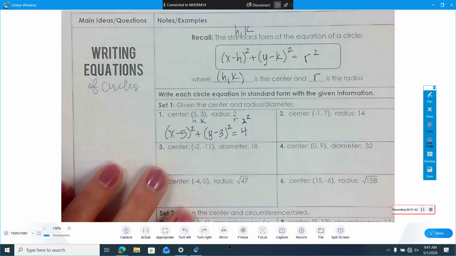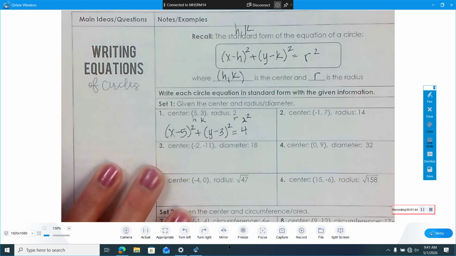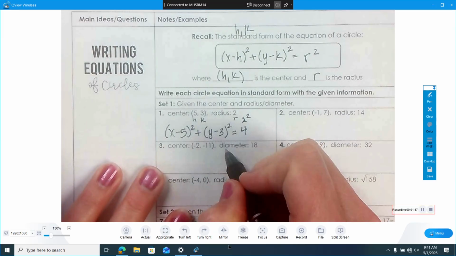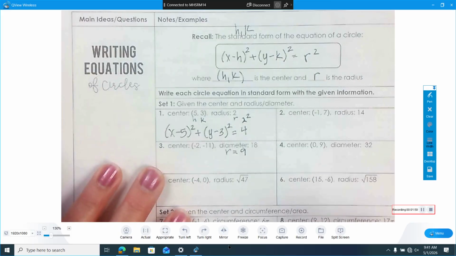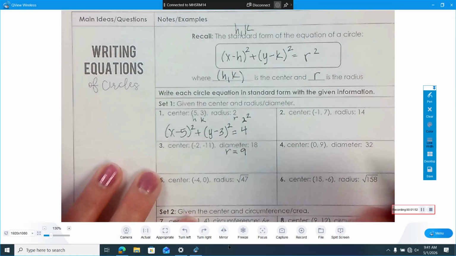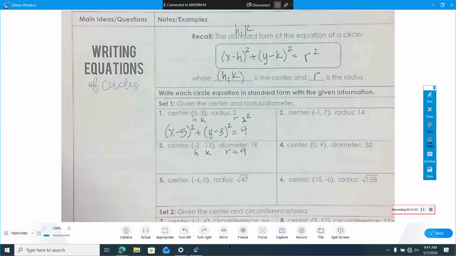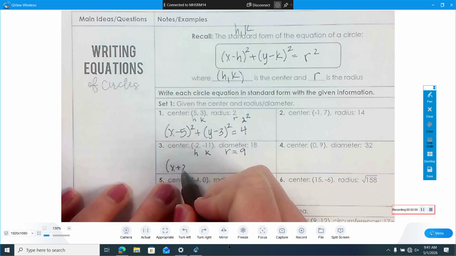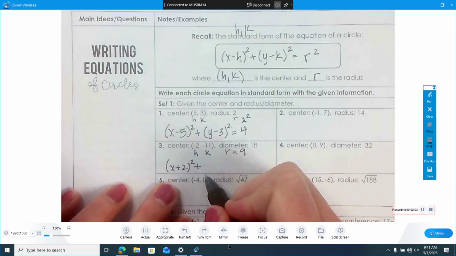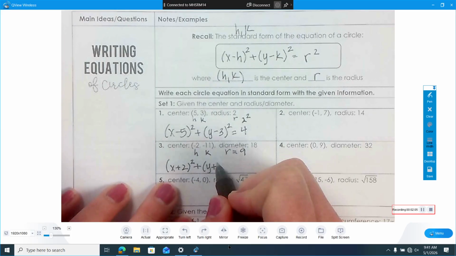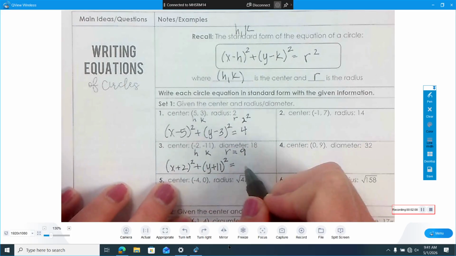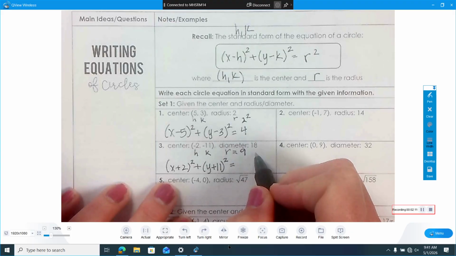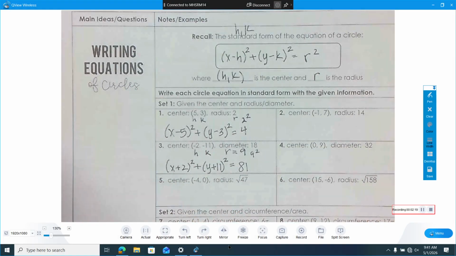What if number 3, what if they give us a diameter? What do we need from that? Yeah, so the radius would be 9. And then again, we can write our equation because we have the h and the k and the r. Super easy. So what should I write? X plus 2. Good. X plus 2 quantity squared plus? Y plus 11. Quantity squared. Equals 9 or? 18. 81. Yeah, 9 squared. 9 times 9 is 81.